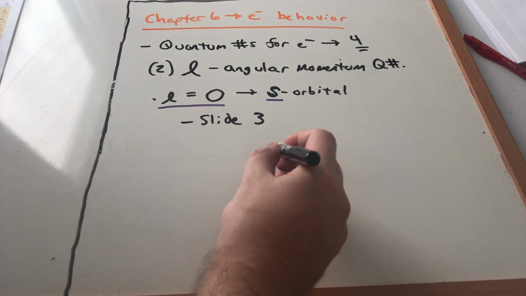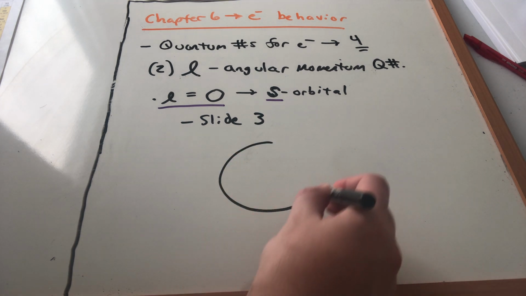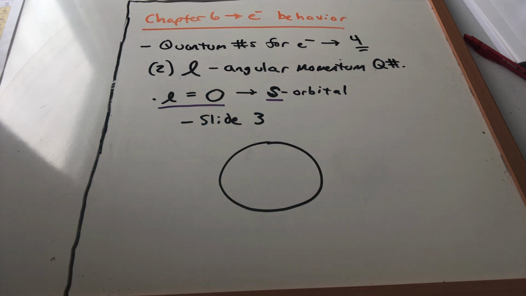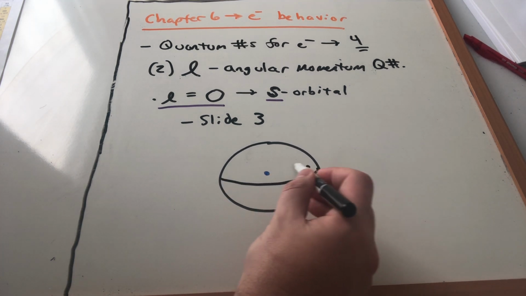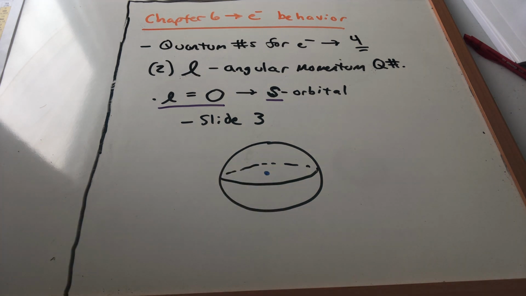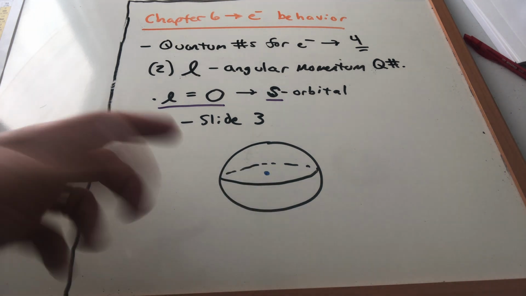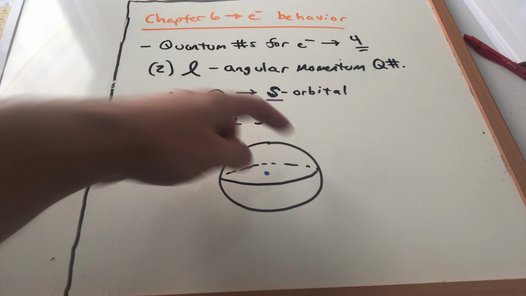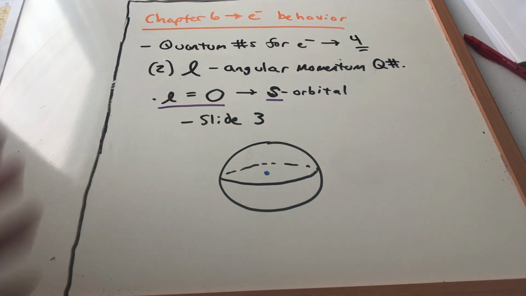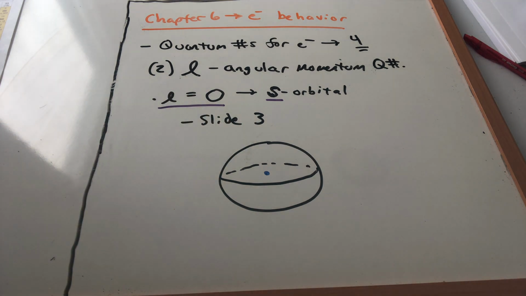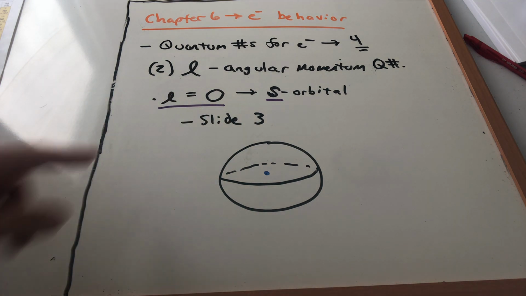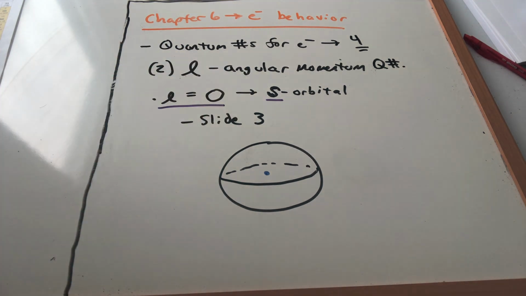And when L equals 0, what that tells us is, if the nucleus is somewhere in the middle here, the electron lives in a sphere around that nucleus. So one electron, it could be here, it could be here, it could be here, but it can't leave this sphere. It's allowed to be inside, it's not allowed to be anywhere else. So when L equals 0, we get an s orbital, which looks like a sphere.